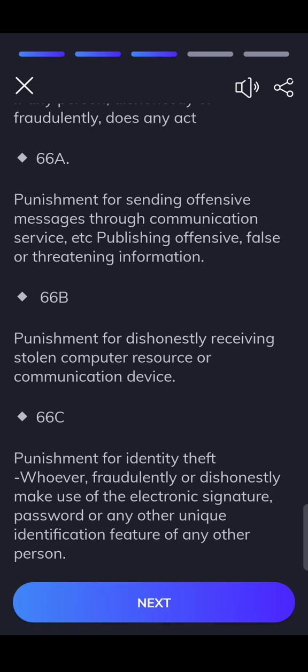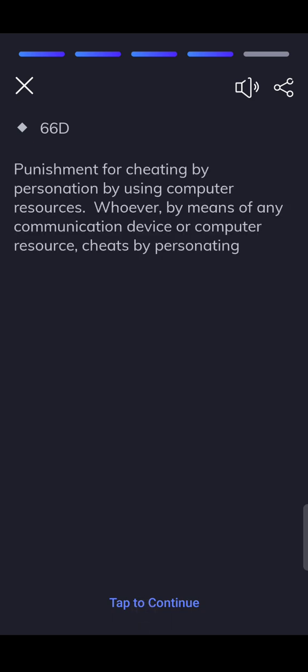Punishment for identity theft. Whoever, fraudulently or dishonestly, makes use of the electronic signature, password or any other unique identification feature of any other person. 66D. Punishment for cheating by personation by using computer resources. Whoever, by means of any communication device or computer resource, cheats by personating.